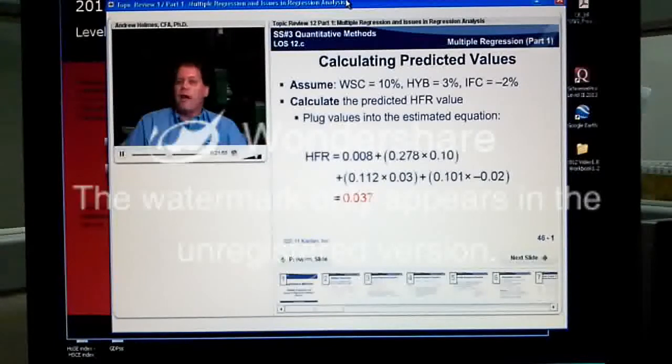What about predicted values? One little twist here to keep track of. We talked about predicted values when we were talking about simple linear regression. That says, hey, we have an estimated regression equation, so we know all of our estimated coefficients.